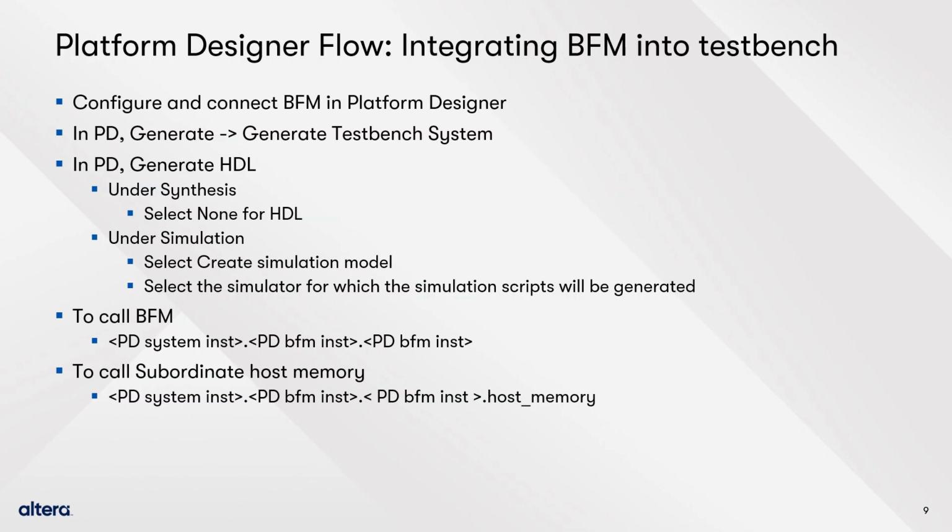For the Platform Designer flow, you'll configure and connect the BFM in Platform Designer. And then in PD, you'll generate the test bench system, and then also generate the HDL. Under synthesis, you'll select none for HDL, as this is only simulation code. And under simulation, you'll select create simulation model and select the simulator for which you want the simulation scripts to be generated. And then to call the BFM, you'll call the PD system instance, the PD BFM instance, and then also again the PD BFM instance.